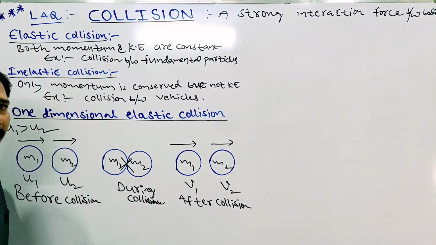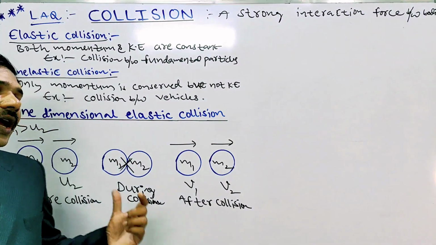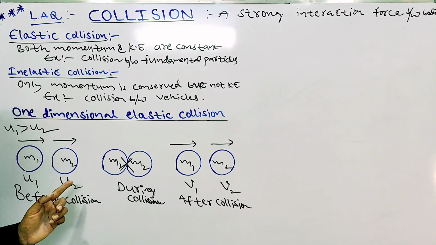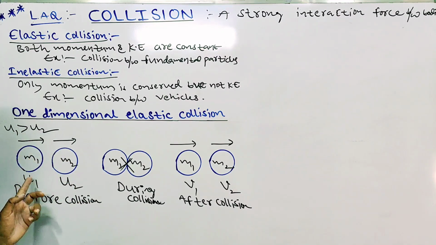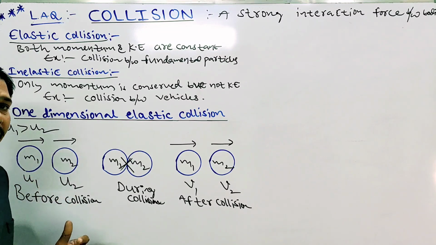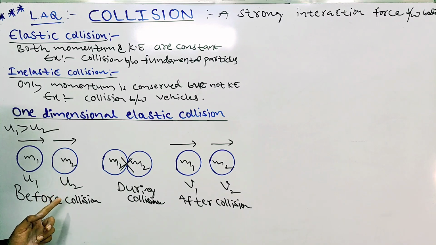You can write this matter in your own words. How to write it? One more time, listen here: consider two spheres of masses m1 and m2 moving in the same direction, with m1 having initial velocity u1 and the m2 body having initial velocity u2.